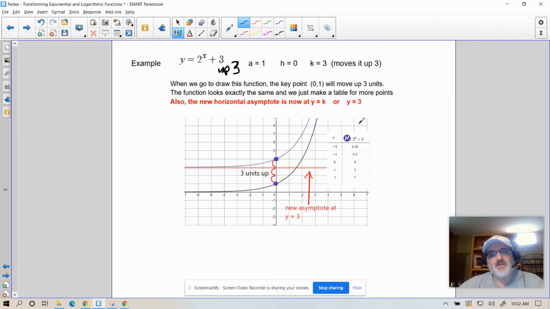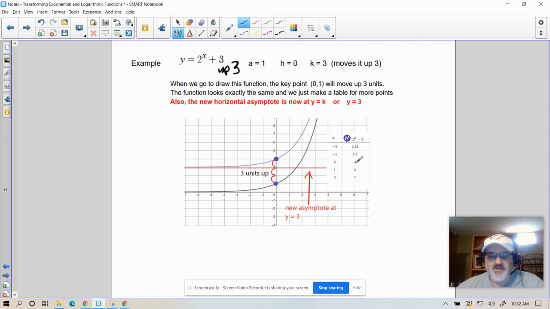Okay? So we take our original parent function here that goes through 0, 1. That's important. This one doesn't go through 0, 0. And let's move that key point up 3 units. And now we have the same looking function. It's just transformed up 3 units.